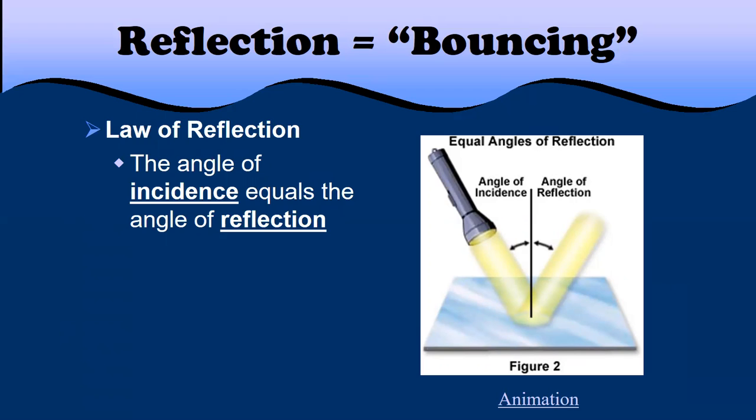So the angle of incidence is the incident. Think about it: the incident is where we get our source from. The source of light is shining into the surface, and then we get the exact reflection off the other side. That's called the law of reflection. They're always going to be equal angles if it's a smooth surface.